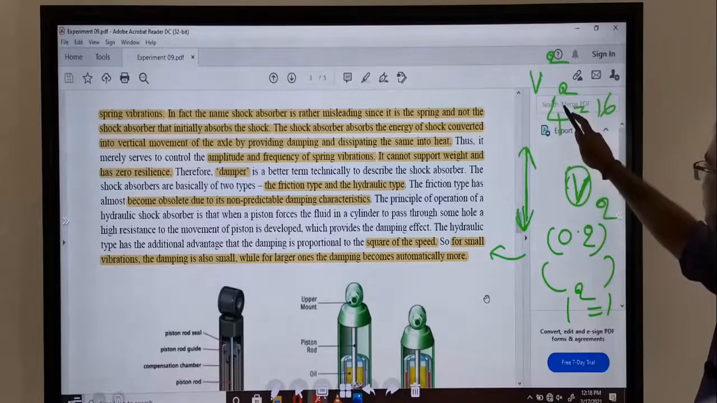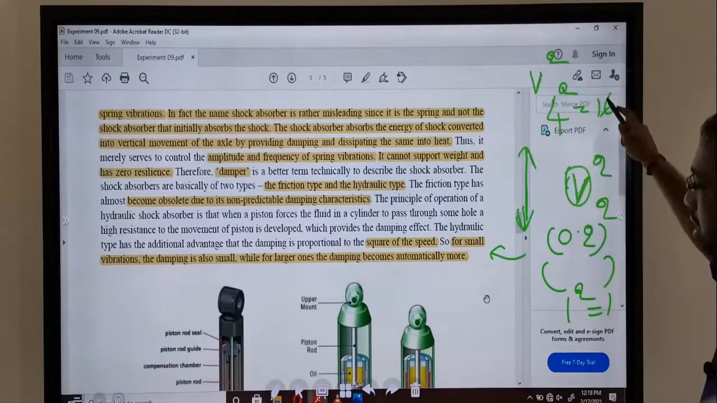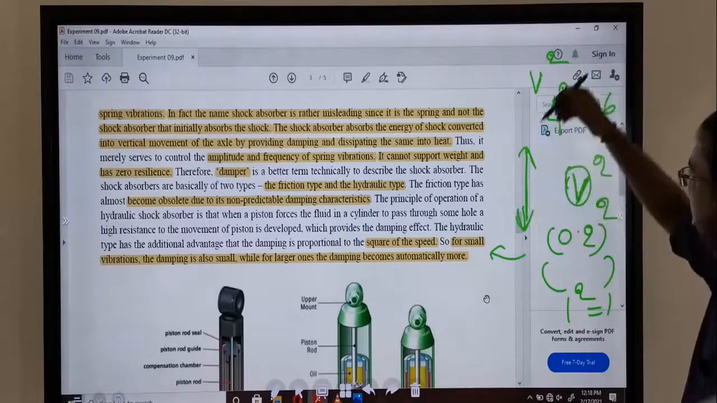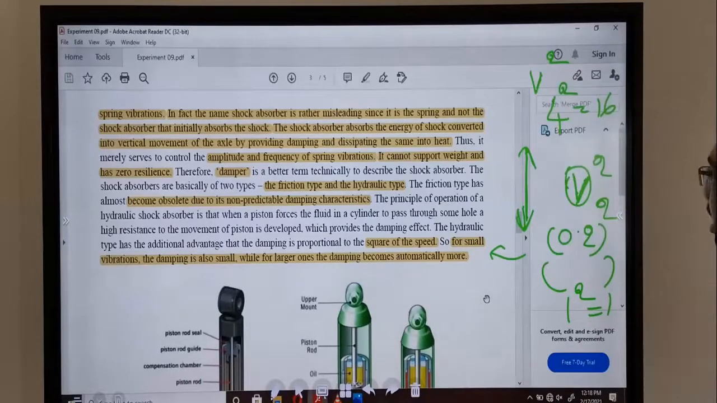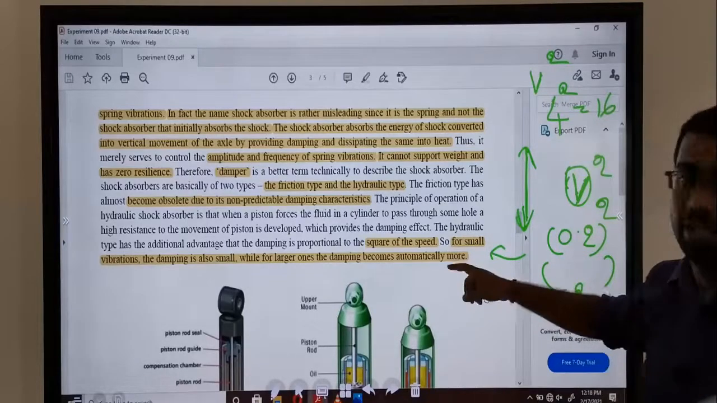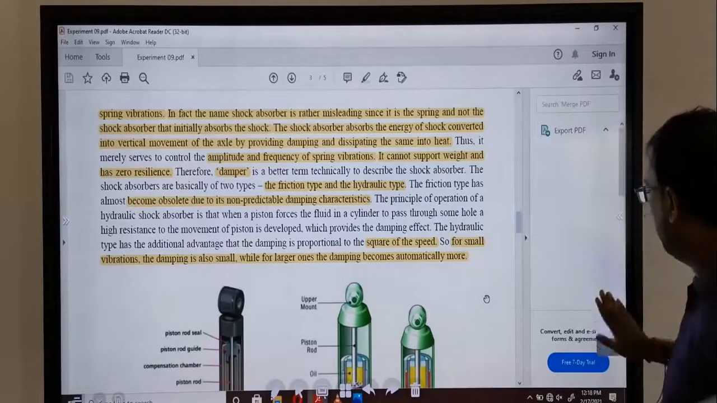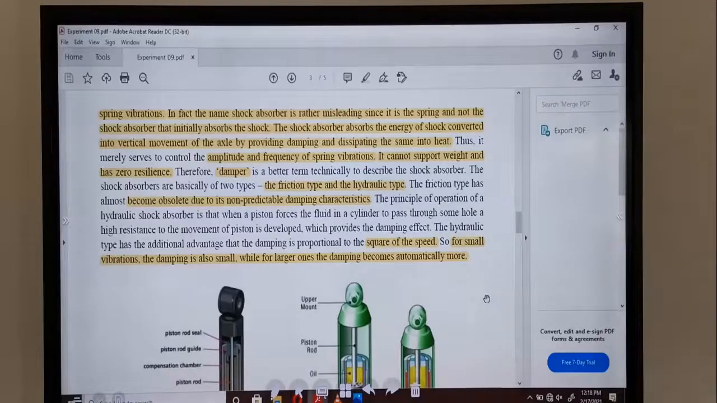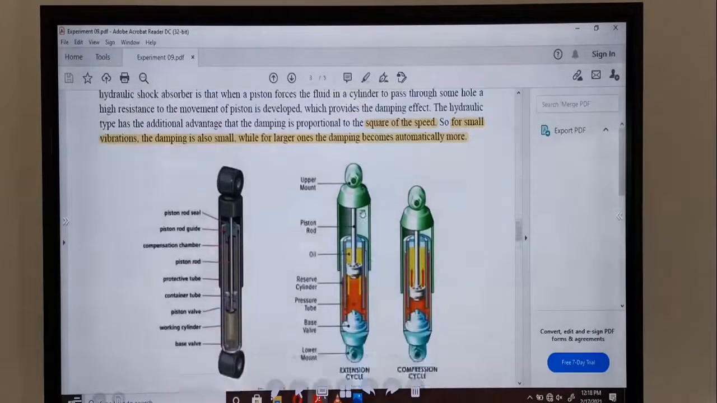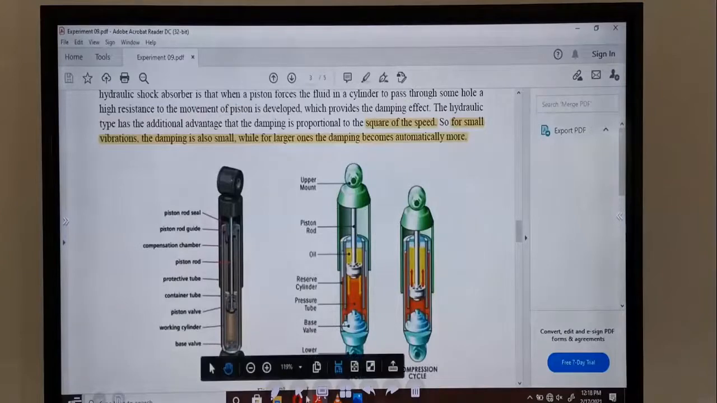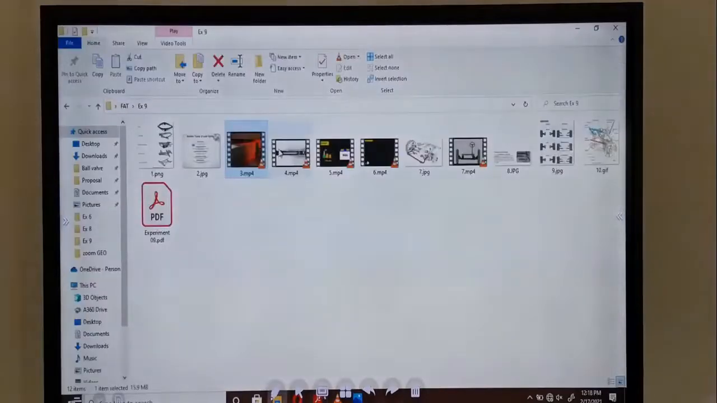So with larger vibrations, the vibration is increased and gives high displacement. That means the damping becomes automatically more. Because of this character, the shock absorber is very useful, because the shock absorber utilizes these suspension conditions. It's better to explain the shock absorber with a video.